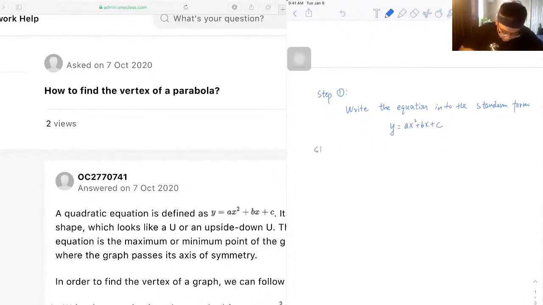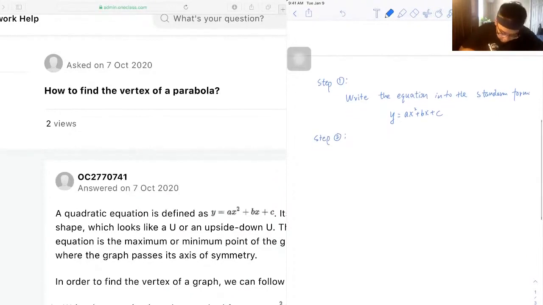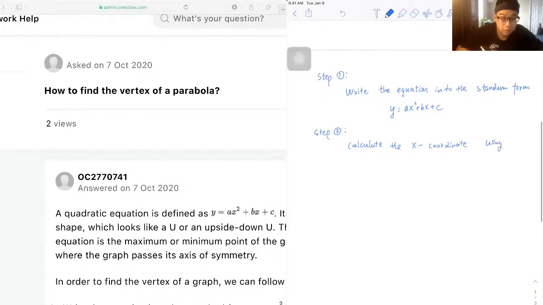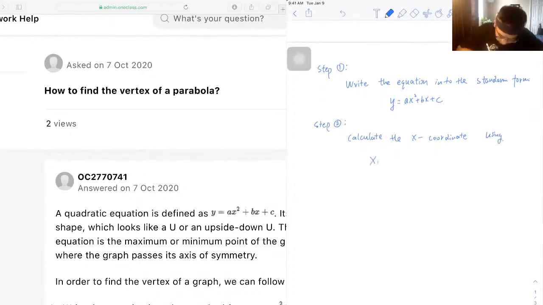So our second step, we need to calculate the x coordinate using x vertex is equal to negative b over 2a.